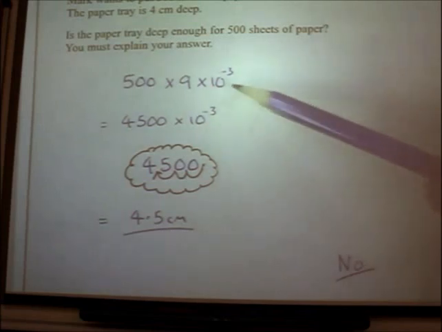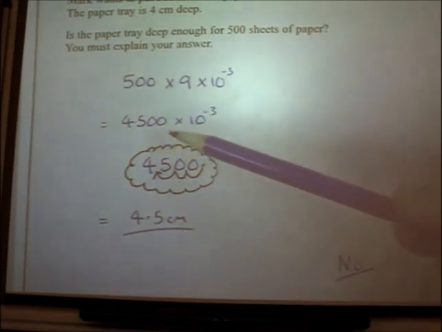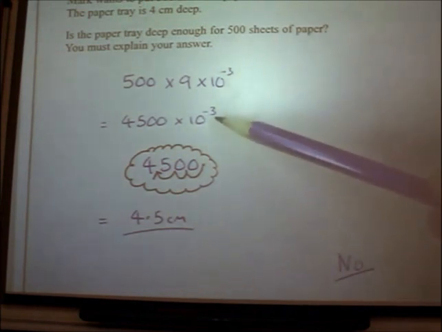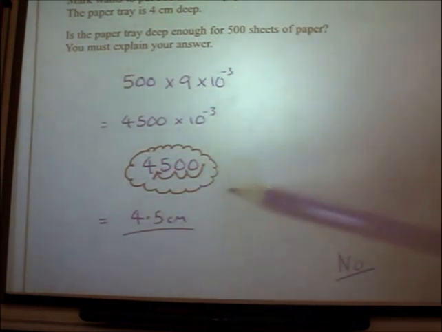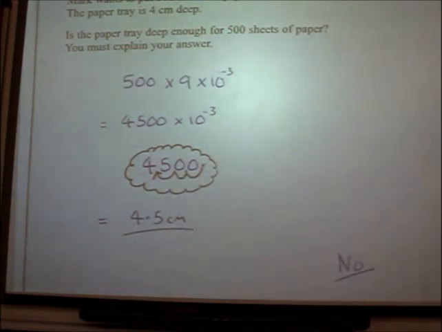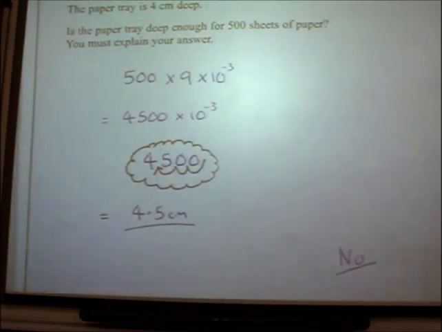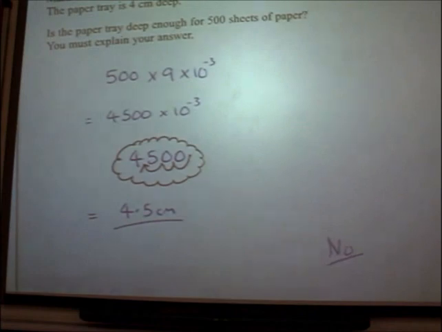You do this sum here. 500 times 9 times 10 to the minus 3. 500 times 9 is 4,500. Obviously times 10 to the minus 3. That times 10 to the minus 3 means you move the decimal point back 3 spaces this way, so it ends up to be 4.5 centimetres. So no, his paper tray is not deep enough. It says explain. There's my explanation there, some clear workings.